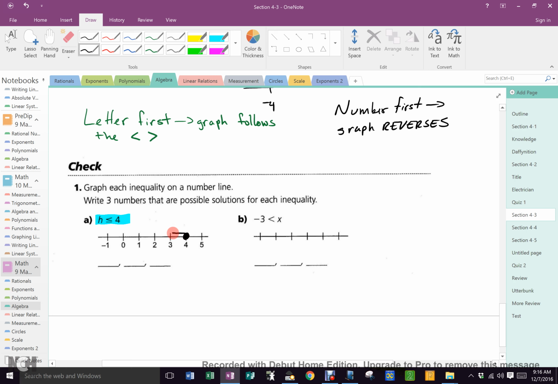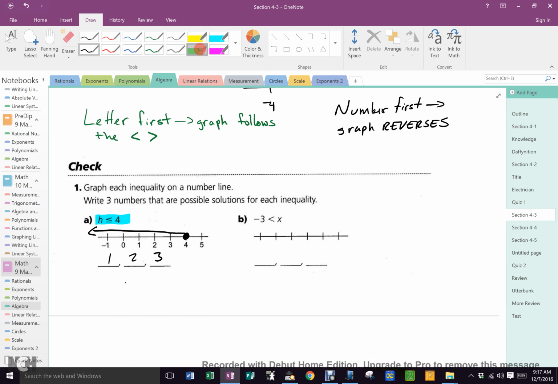Left. Now let's say you're bad at reading this. What's the shortcut trick I gave you? Is the letter first? So the graph follows the sign, right? So I go left. Now, tell me 3 correct answers. What are 3 numbers that that arrow goes over? Kian? 3, 2, 1, and 0, and negative 1, and negative 2, and negative 3, and negative 7.1, and so on. How many little lines could I draw there? Infinite. And they would all be correct as long as this line goes over them.